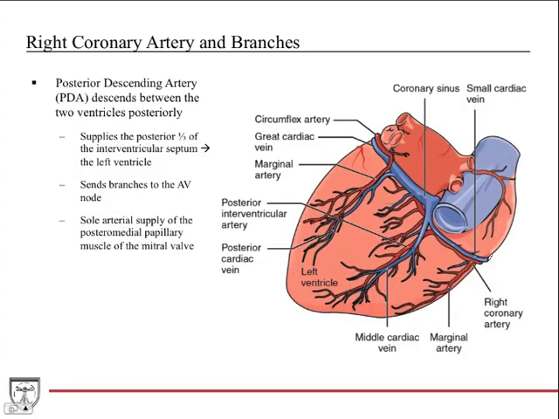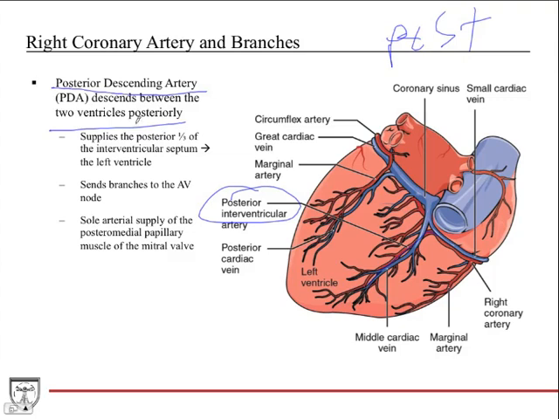So the right coronary, this is a posterior view. The right coronary wraps back around, and then as you can see, it dives down this way and gives this branch, the posterior interventricular artery, which is also known as the posterior descending artery, or the PDA. And it descends between the two ventricles posteriorly, as you can see here.